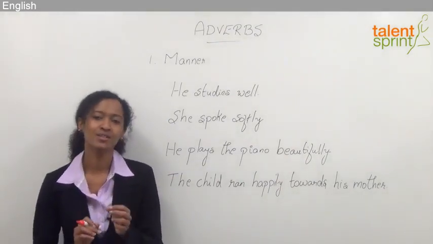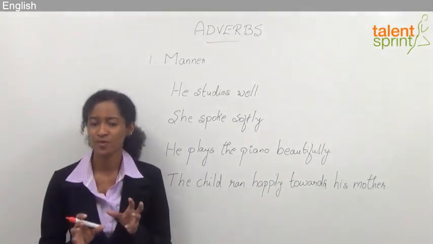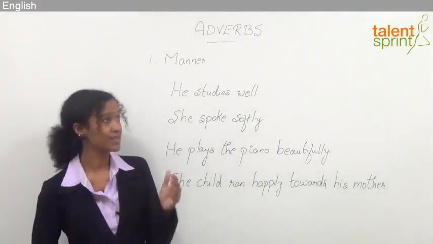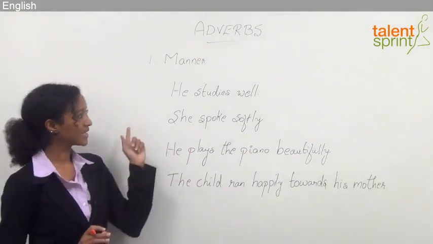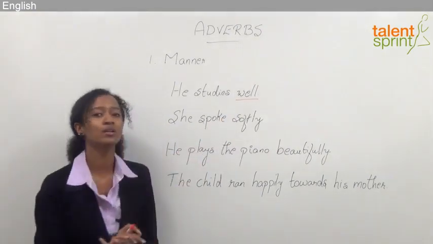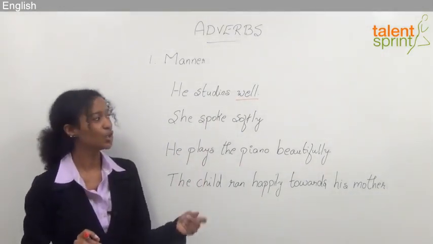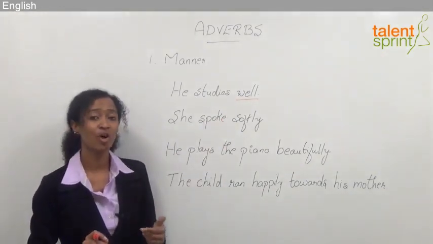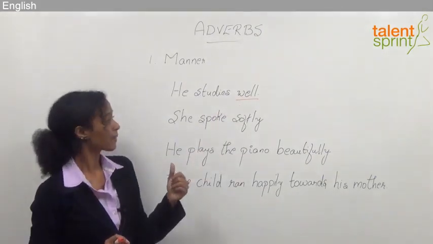Now, a word that denotes the manner or method in which the action is performed by the subject or the doer is called adverb of manner. Now, look at these examples. He studies well. Well is my adverb of manner. How does he study? He studies well. Note that the adverb form of good is well, right?